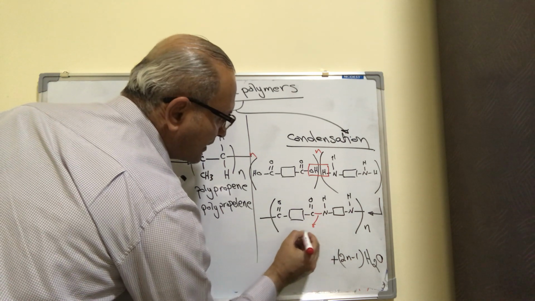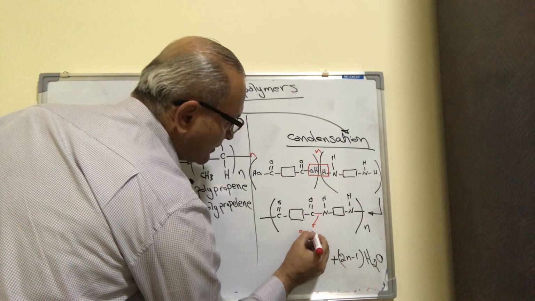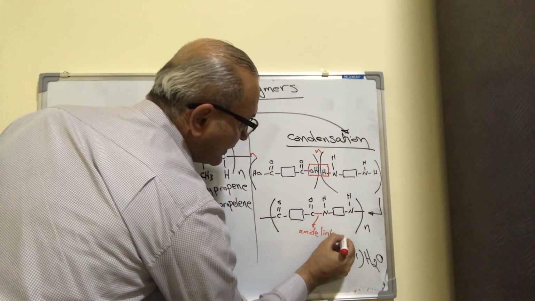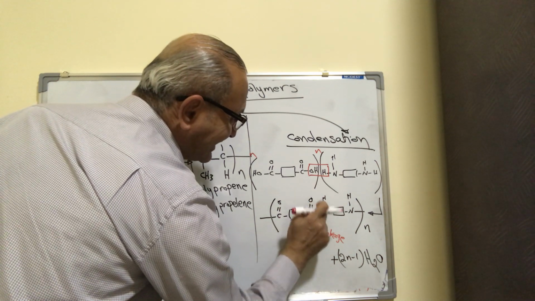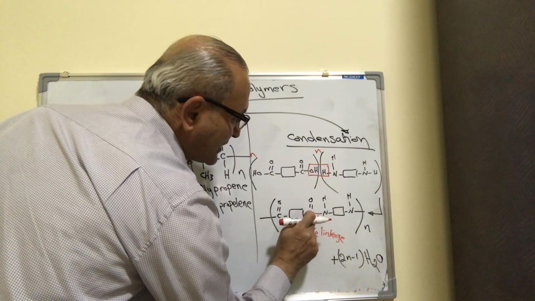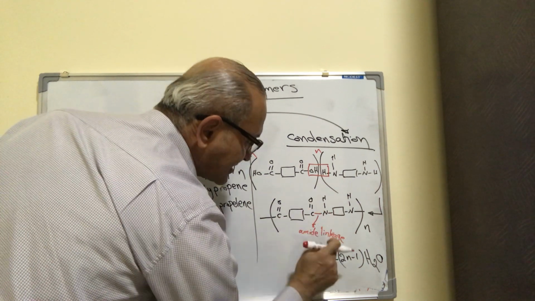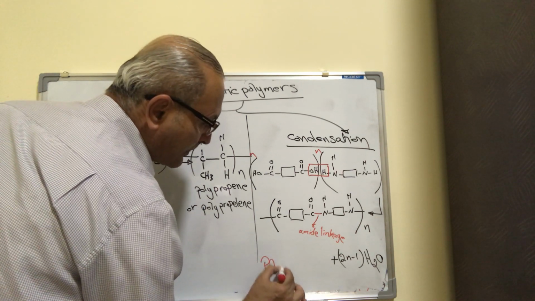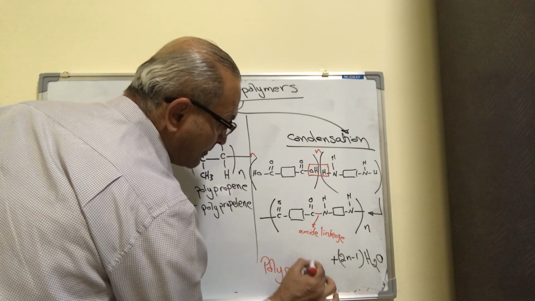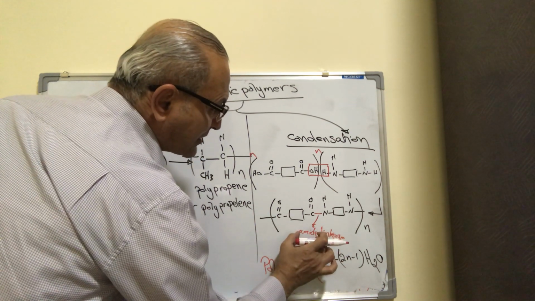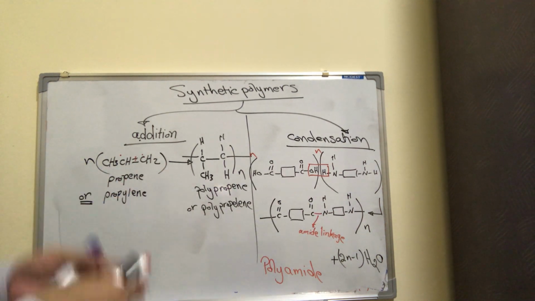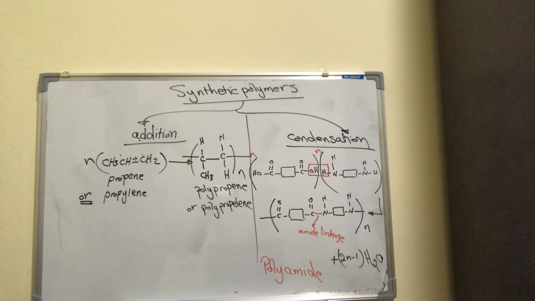It is called amide linkage. The other one was ester linkage. Any bond between C double bond O and NH, it is called amide. Any bond between C double bond O and O, it is called ester, like the example before. So this one is called polyamide. Where from the name comes? Because poly means many, amide represents the bond that is created between the monomers all over the polymer. This is what I can say for the synthetic polymers.